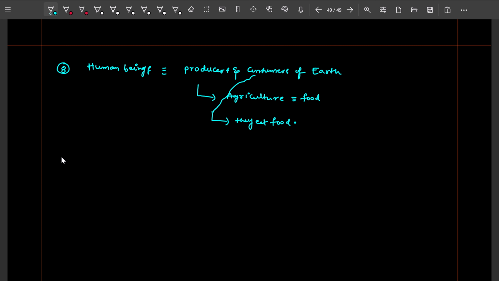And the remaining ones: reptiles are consumers only, they cannot produce food. Plants are producers. Reptiles are consumers only. That is the thing you have to remember.